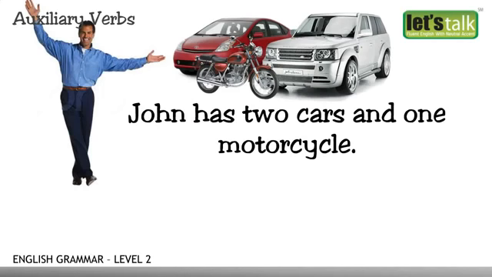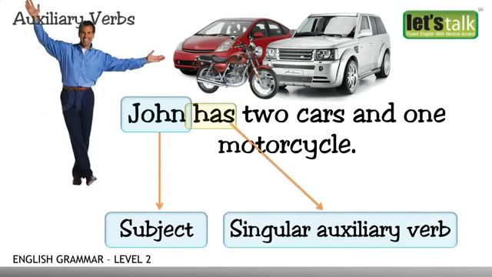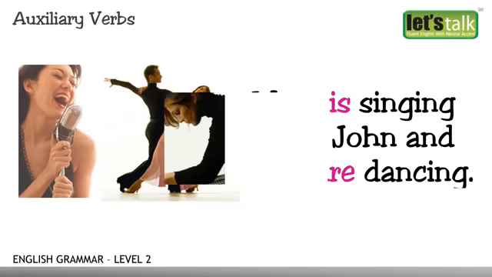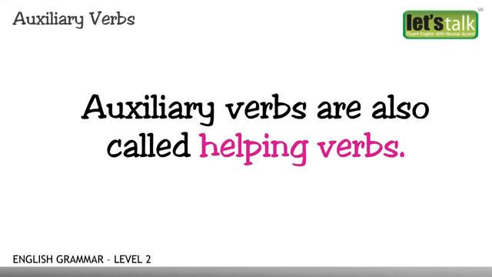Now, you will have a doubt that although cars is plural, why has is used as an auxiliary verb. Note, John is the subject in the sentence, and it's singular, so we have used has as a singular auxiliary verb. Some more examples. Mary is singing, while John and Sarah are dancing. Maria and Natasha were arguing some time back. Note, auxiliary verbs are also called helping verbs.